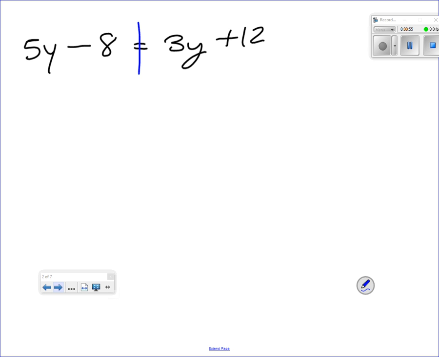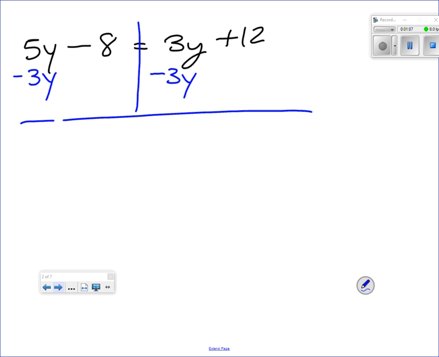Okay. I can move either 3y or 5y. I'm going to move 3y, so I'm going to subtract 3y because 3 is positive. Remember, whatever you do to one side, you have to do to the other. This becomes 0. So what I'm left with on the right side of my equation is 12. 5 minus 3 is going to give me 2y. Make sure that y comes with minus 8.